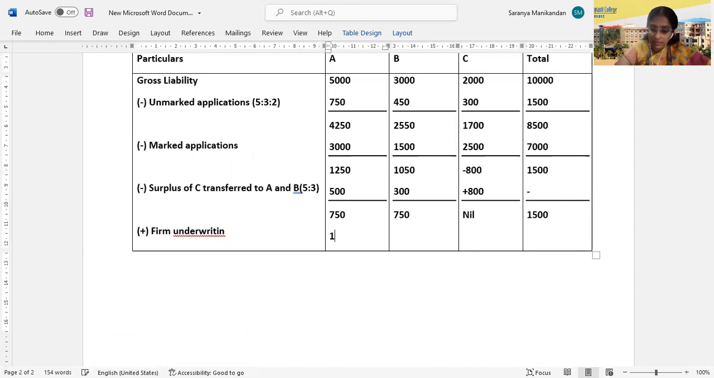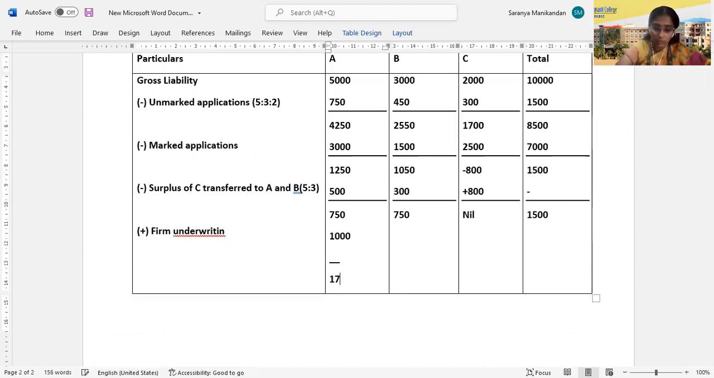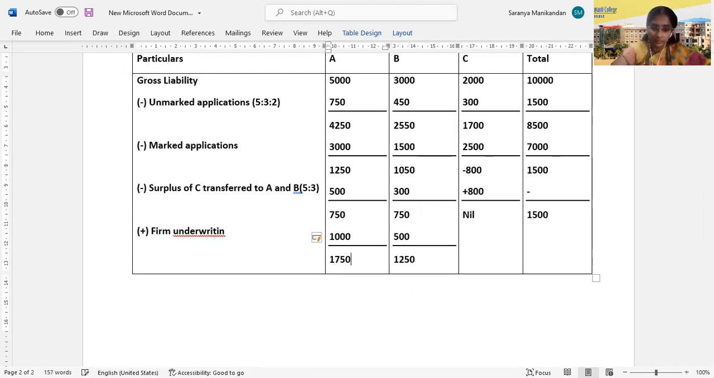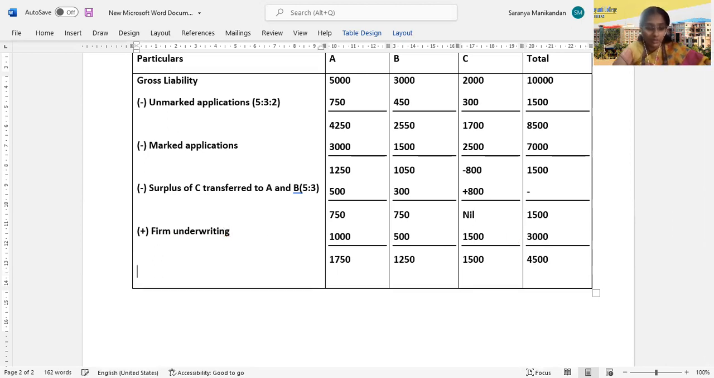So for A, it is given as 1,000. So it has become now 1,750. Then for B, firm underwriting is 500. So 750 plus 500, you get 1,250. And for C, it is given as 1,500. So when you total it up, you get 1,500. In total, we have 3,000 firm underwriting. So you will get 4,500 as our total.